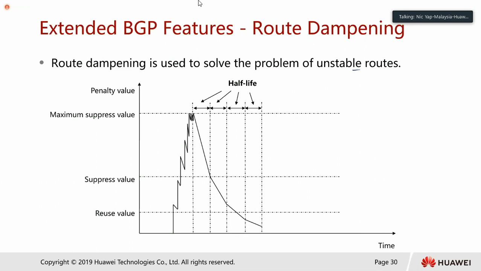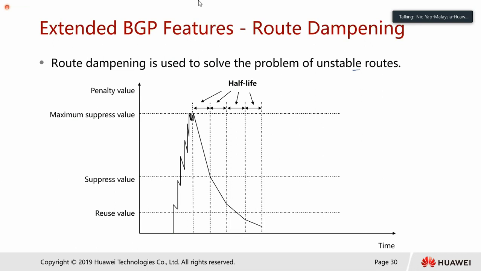Remember just now we mentioned summarization. Summarization can avoid these things. When you have any route flapping, you do not affect me because I will just send you the summary route, but you affect yourself. You need to recalculate yourself. To prevent this, you can enable route dampening.